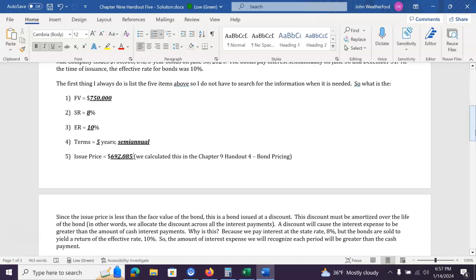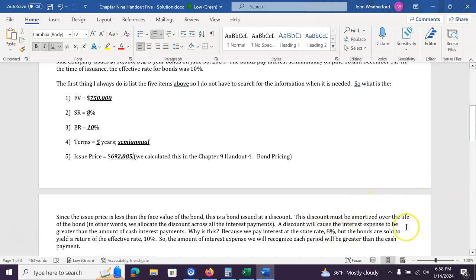And a discount will cause the interest expense to be greater than cash paid for interest in every interest payment period. I always think of it as if we receive less than the face amount up front for the bonds, then that's going to increase our interest expense in all of our future periods associated with the bonds. If we issue the bonds at a premium, meaning we receive more than the face amount for the bonds up front, then that will decrease future periods' interest expense. That's how I remember it.